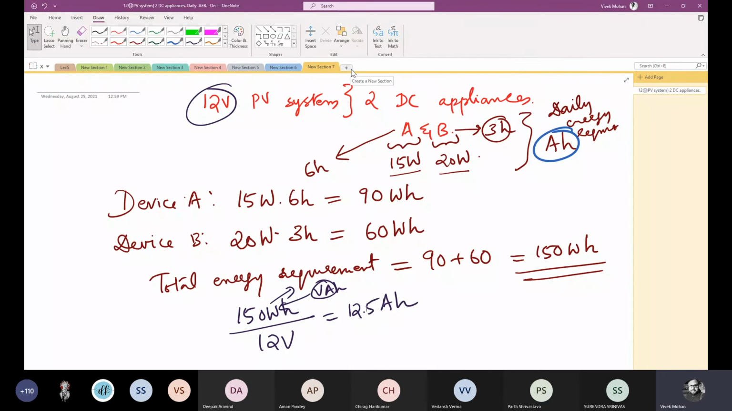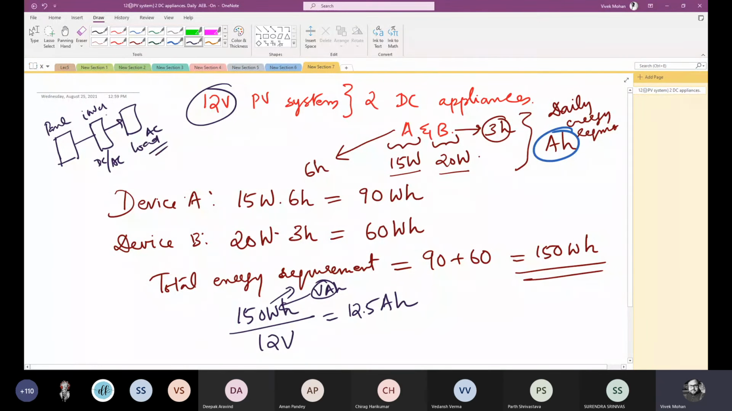Because we have another component coming into the picture, which is in between the PV panel. This is the panel, and this is my load. I have an inverter which converts DC to AC, so that I will be able to feed the AC load. So I have to take the efficiency of the inverter into consideration.